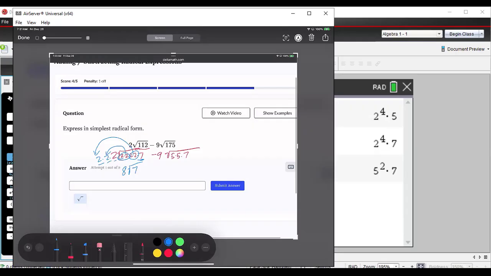Okay. Now we're going to do the same thing here. We're going to pull this pair of 5's out. So this is going to be times 5. And then we're going to be left with the square root of 7. So I can put that here. 9 times 5 is 45.